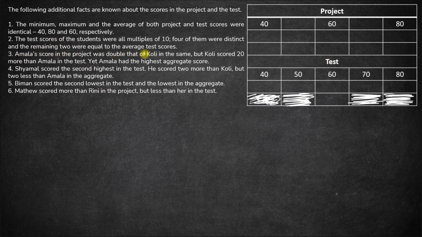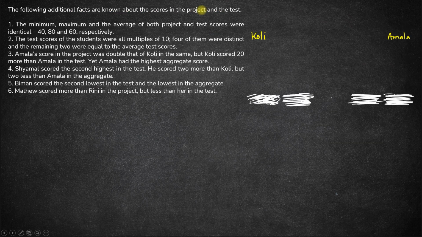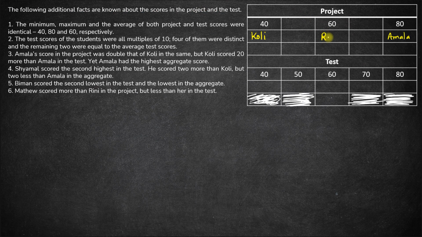Amala's score in the project was double that of Koli. So in project, Amala's score was double that of Koli. That means Amala must have obtained 80 marks and Koli must have obtained 40 marks, right? And there are total 3 females that we know, right? Koli, Amala and Rini. The 3 females are Amala, Koli and Rini. So the third female definitely will get 60 marks because 3 teams are there. Each team has a male and a female. So Rini will definitely get 60 marks over here.